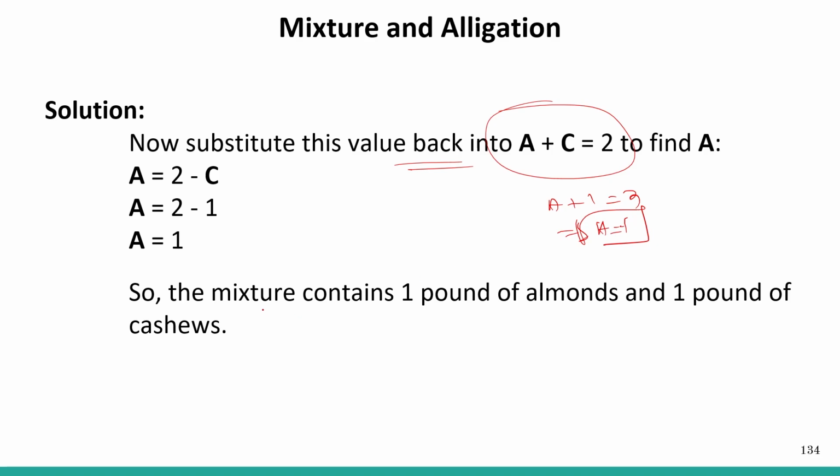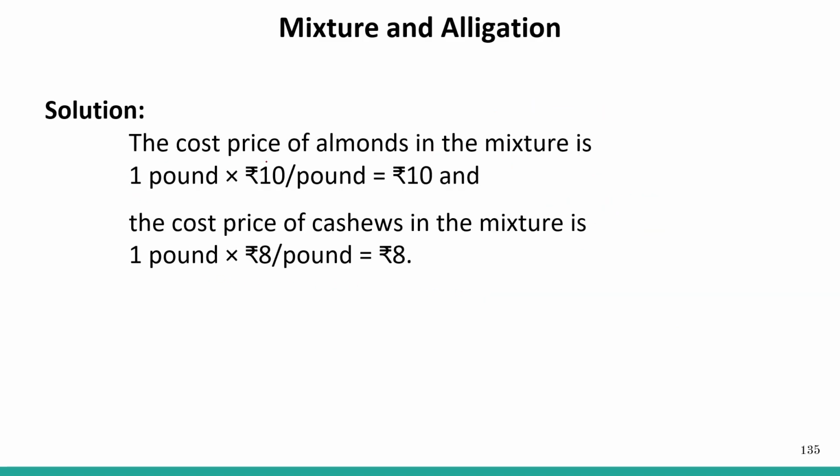We can derive this: the mixture contains 1 pound of almonds and 1 pound of cashews. So the cost of almonds in the mixture is 1 pound into 10, equal to 10, and the cost of cashews will be 1 pound into 8, equal to 8. So 10 plus 8 is equal to 18, right?